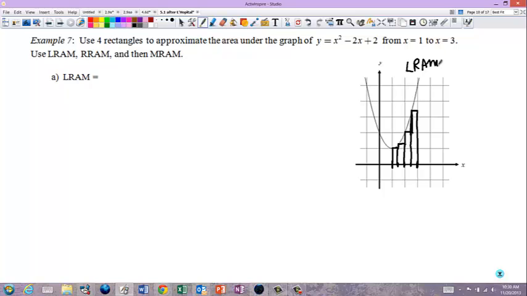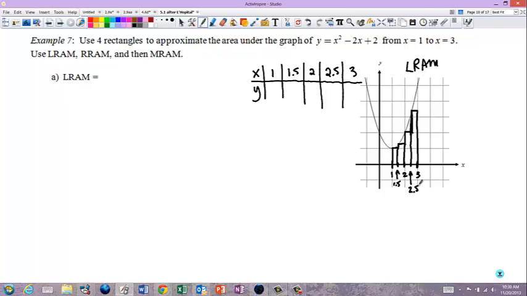Okay. And I'm going to do my little XY. My first x is 1. Then I have 1.5, 2, 2.5, and 3. Because that's 1, 2, 3, and those are 1.5 and 2.5. Okay, so I need to figure out my y values. Well, how do I find my y values? I plug them in everywhere there's an x to find y. I have already done that for you. This one is 1, 1.25, 2, and 3.25, and then 5.